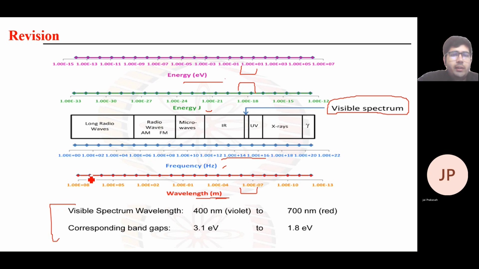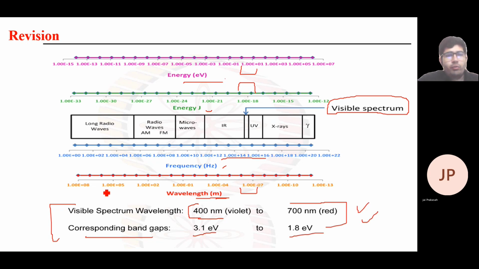The visible spectrum wavelength is 400 nanometer, color violet, to 700 nanometer, color red, and the corresponding band gaps are 3.1 electron volt to 1.8 electron volt.